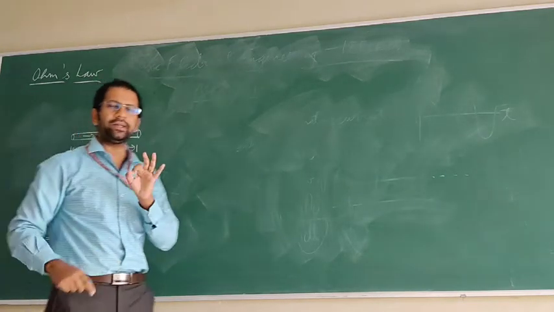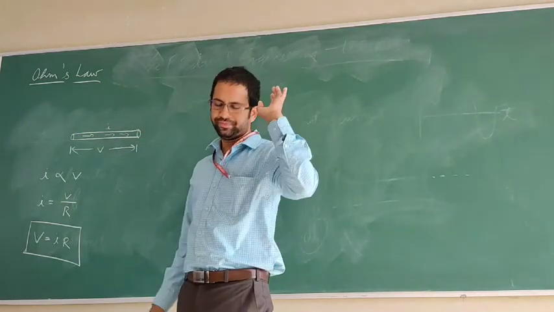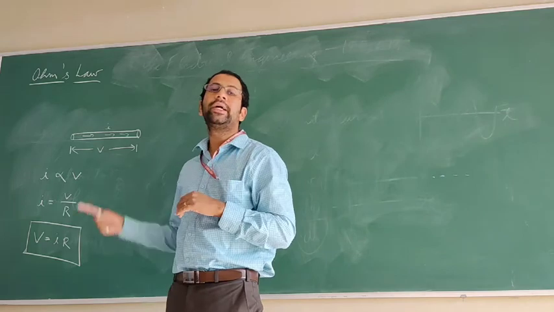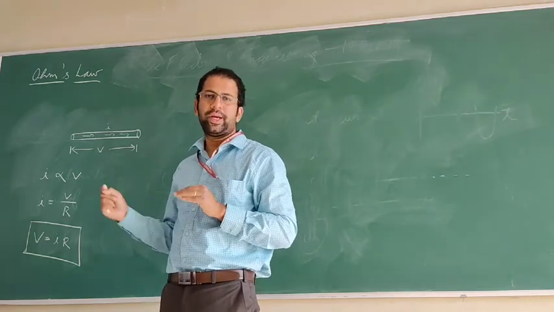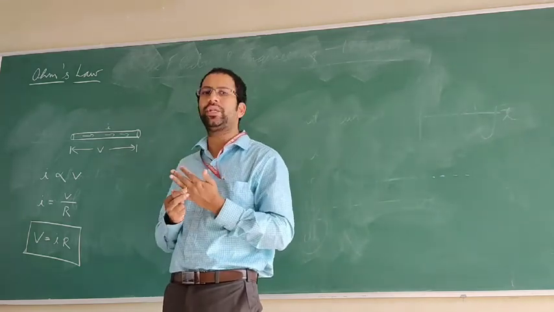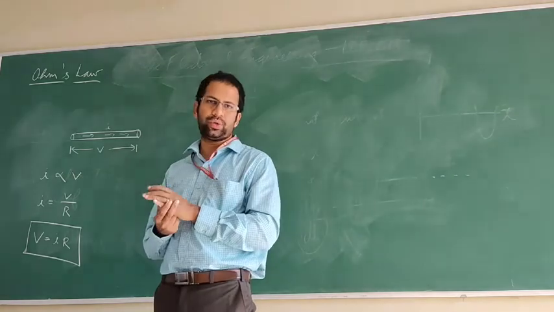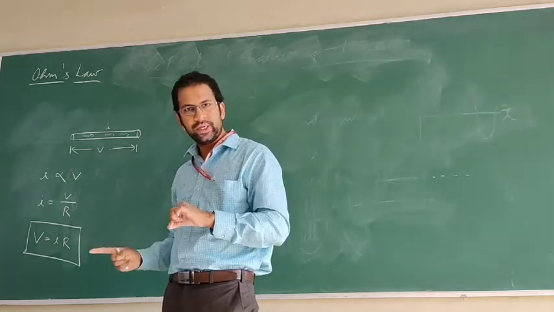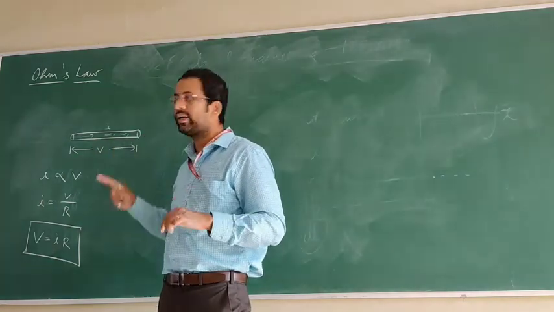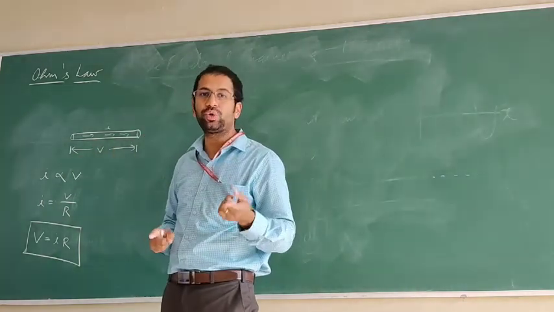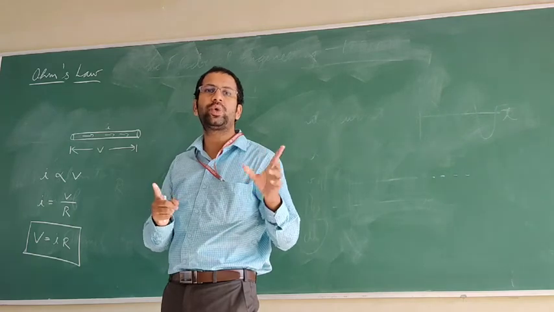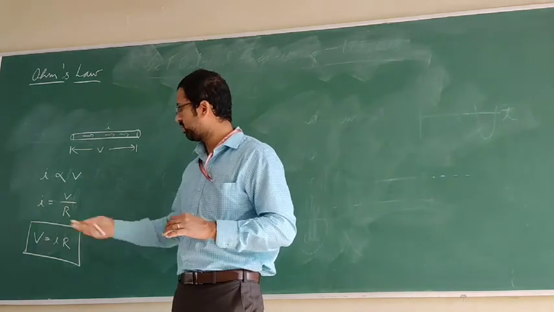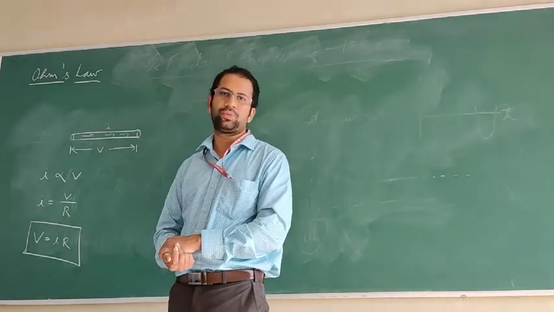Again, understand the sentence. The important thing is that temperature should be constant. If there is variation in temperature, obviously this law doesn't hold good. While keeping temperature constant, the current flowing through the conductor is directly proportional to the potential at the two ends of the conductor. That's what we have. This is Ohm's law.